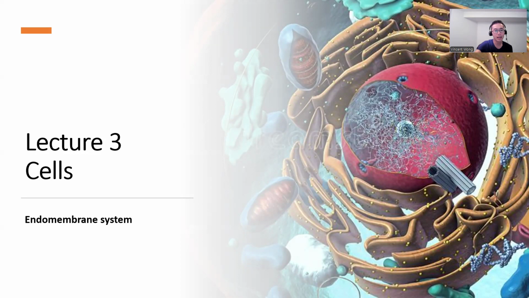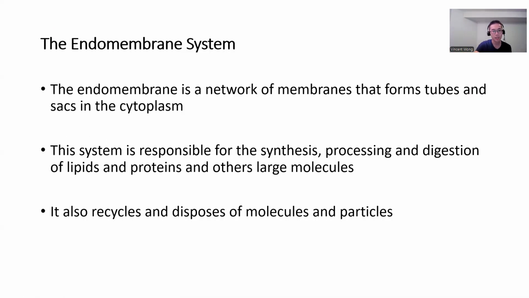All right, so here we have the endomembrane system. In fact, our notes already cover a lot of these things already, but let's take a closer look. The endomembrane system is a network of membrane that forms tubes and sacs in the cytoplasm. Collectively, the entire endomembrane system works together to produce, to process, and to digest molecules like lipids and proteins, okay? Other large molecules might be involved as well.